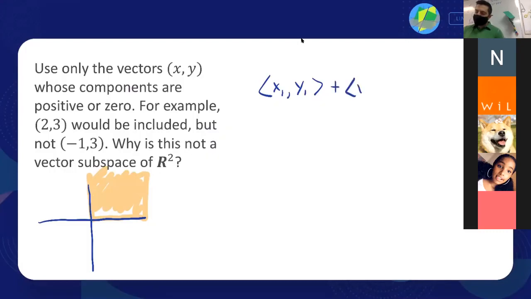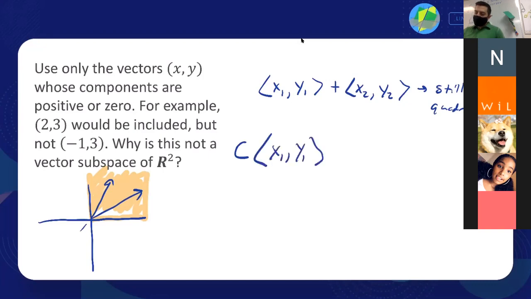So say I took two vectors whose components were either positive or zero, this one would be fine. This is still in the quadrant, right? I can't add positive and zero numbers and get anything other than positives and zeros. You won't all of a sudden get a vector going like down here. If I add something going here and going here, the result of that will also be in that quadrant. The problem comes from, what if I take a real number times x1, y1? It won't always be in that quadrant.